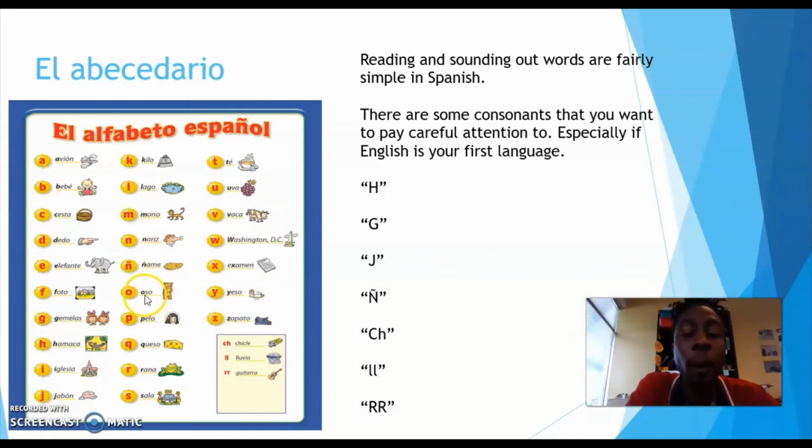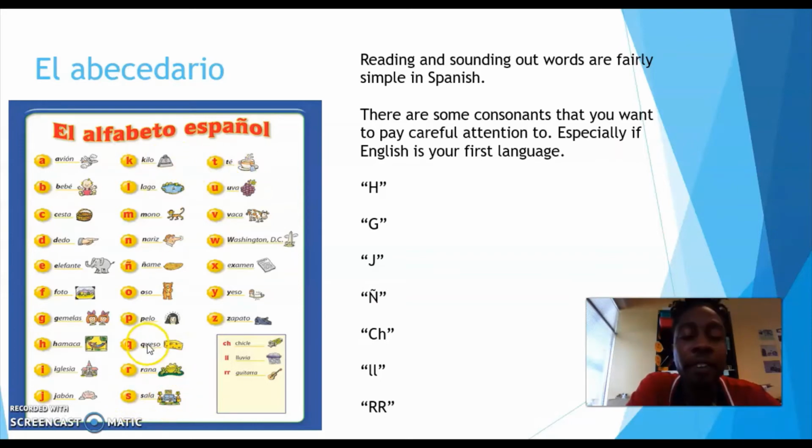We now have O, P, Q, R, S, and T. O like oso, P like pelo, Q like queso, R like rana, and S like sala, T like te.